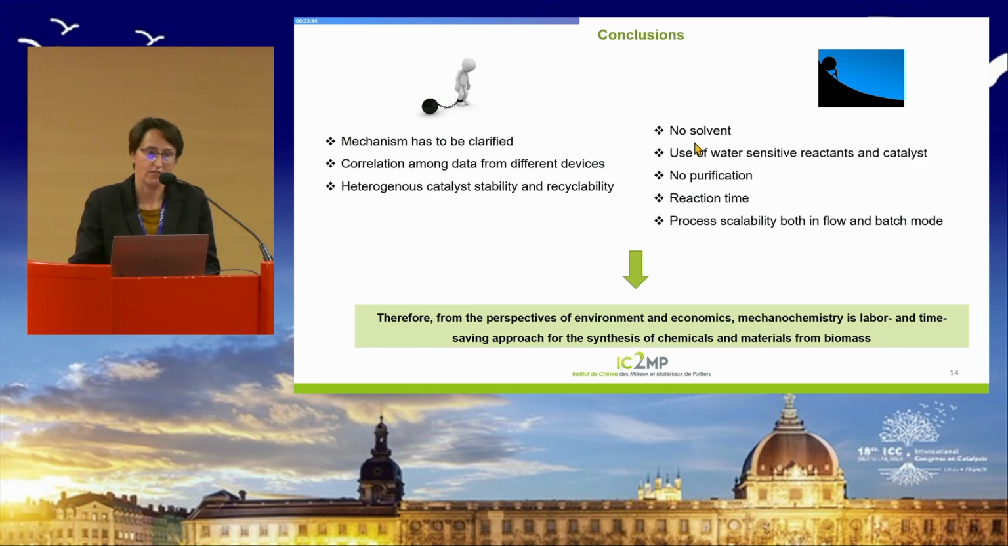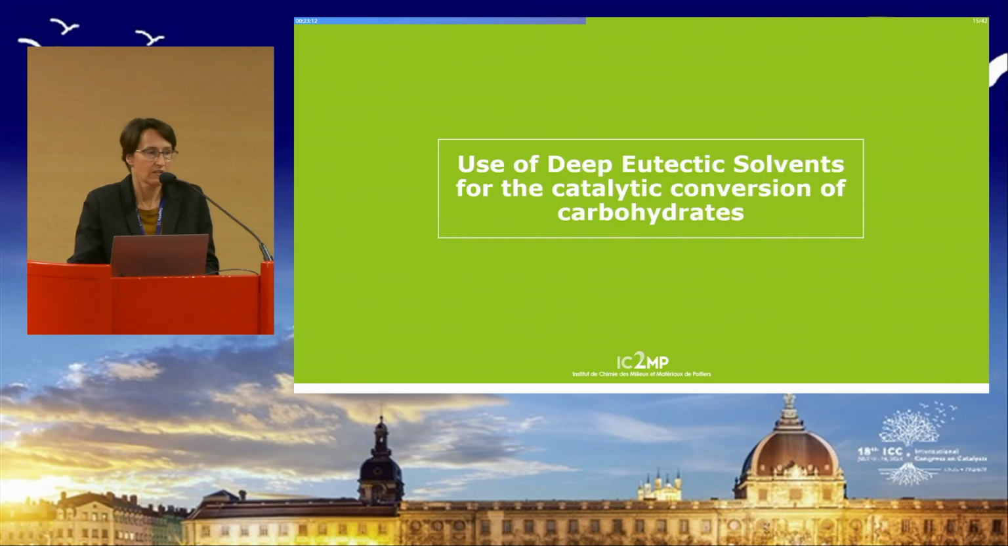The advantage, no solvent, no purification. You can use water-sensitive reactant and catalyst. Reaction time, even if I show you sometimes some 24 hours, but you can do it in a shorter reaction time, and we can scale up the process. So I think that ball milling or mechanocatalysis, it's an interesting approach in order to convert biomass to fine chemicals. So let's move now to the second part of my talk, on the use of deep eutectic solvent for the catalytic conversion of carbohydrate in that part.